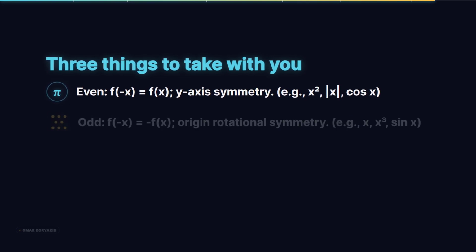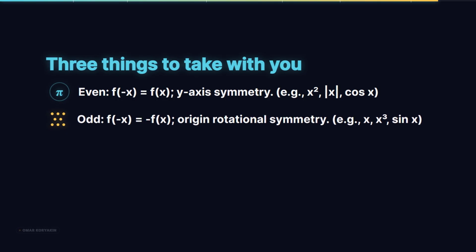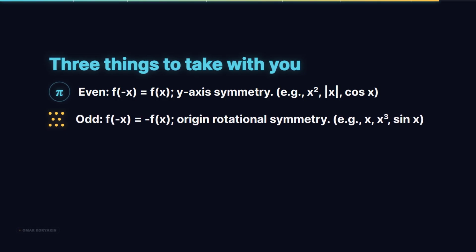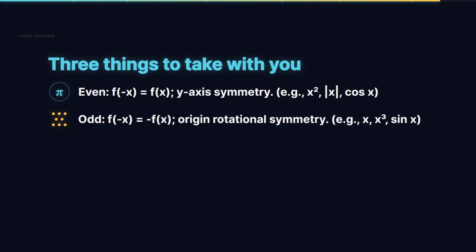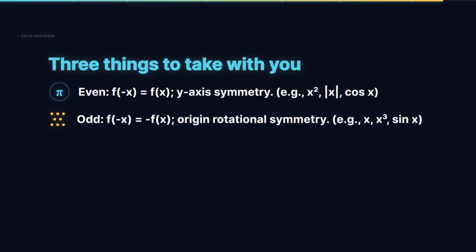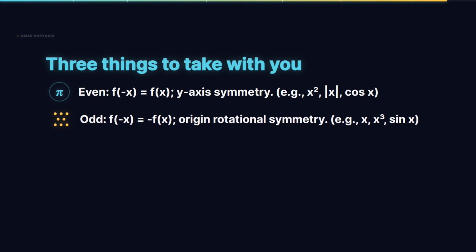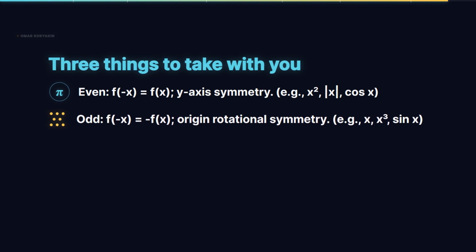Second, a function is odd if f of negative x equals negative f of x for every x in the domain. Geometrically, the graph has rotational symmetry around the origin. Rotating by 180 degrees gives back the same graph. Examples include f of x equals x, f of x equals x cubed, and polynomials with only odd power terms and no constant. Odd functions are common in sign displacements, in sine functions, and in many other applications where a flip and negate symmetry holds.